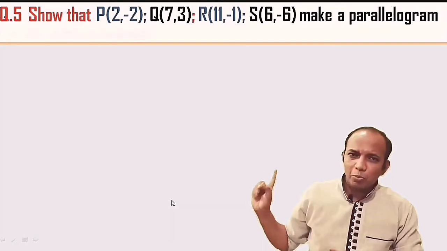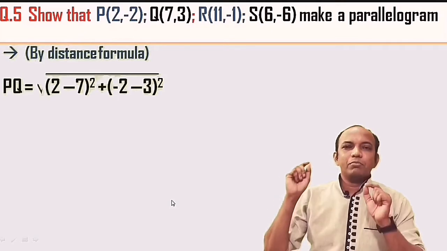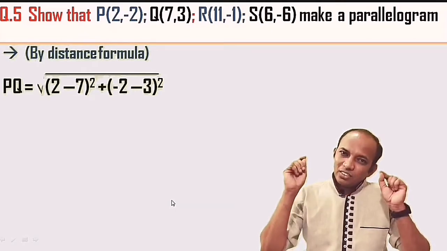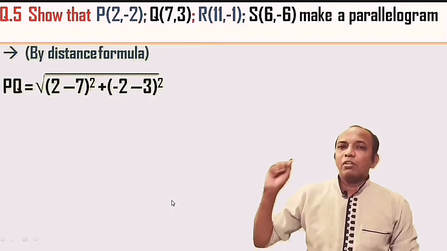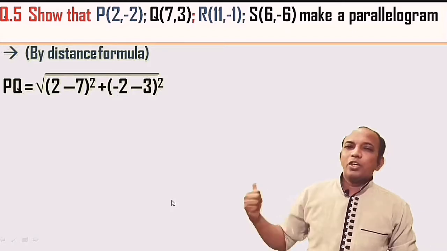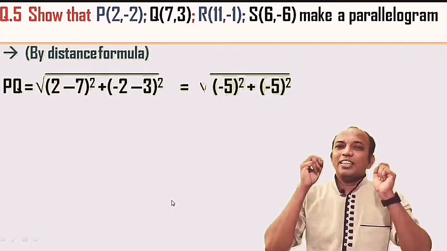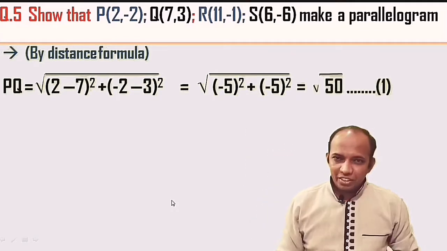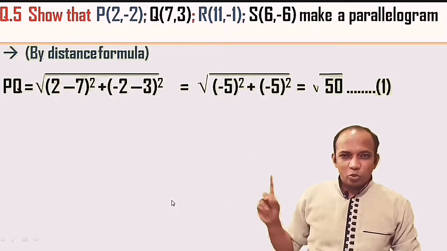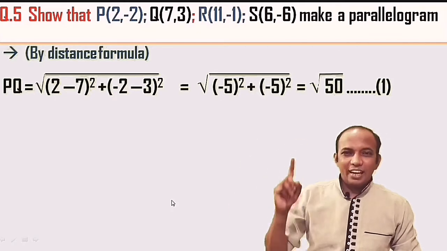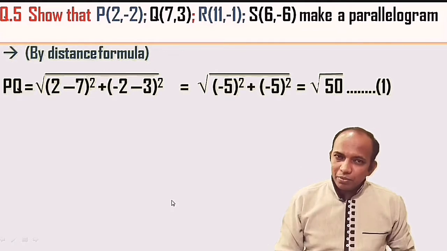So here we go with the distance formula on the board. We will find the value of PQ by the distance formula. After substituting the values in the formula in a proper way, that is the first step. Carry out the operation, you get (-5) square plus (-5) square, right? That results in under root 50, because 5 square is 25, again 5 square is 25, 25 plus 25 is 50. Number it 1.